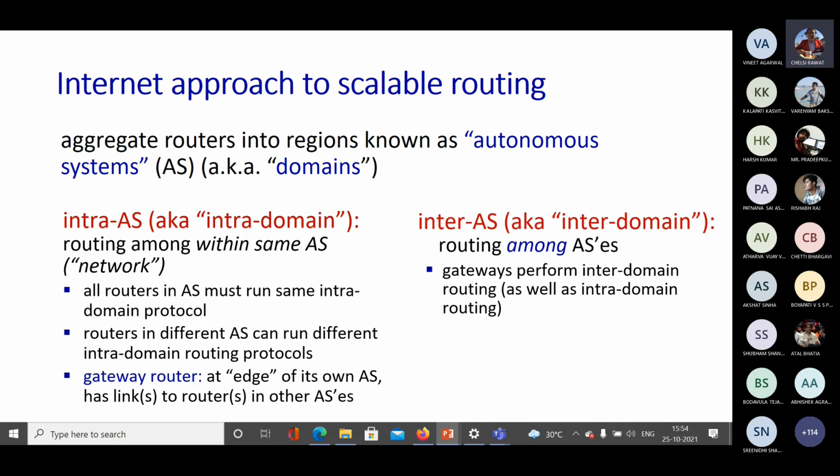Inter-AS routing, or inter-domain routing, is another way of communication where the gateways perform communication between different ASs or between different domains. That is why it is known as inter-domain routing.